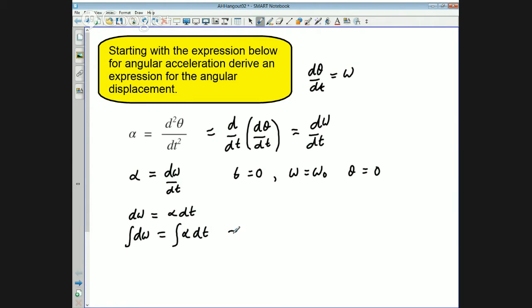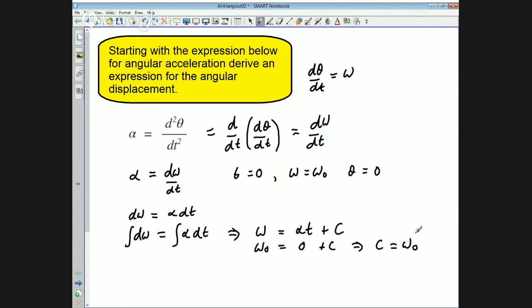Now, what does that give us then? Well, quite simply, it gives us omega for integrating up d omega, and alpha dt becomes alpha t. So omega then equal to alpha t, plus we have to put in a constant. Now, how do we find a constant? Well, we know when time t equals 0, the initial angular velocity is going to be omega naught. So omega naught is going to equal 0 plus c, which implies then that c is equal to omega naught.